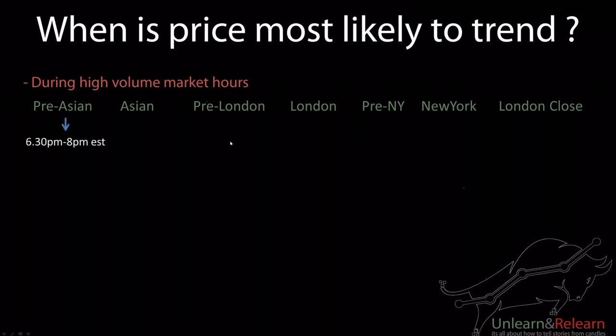Someone may ask, what time is your pre-Asian? This is the time when I have seen price move in pre-Asian: around 6:30 p.m. Eastern till like 8 p.m. Eastern. 8 p.m. Eastern is your Asian Open. So you have to keep these times in mind. Whenever I'm trying to trade the Asian session, whenever you've seen me post results or some analysis in the Asian, most of the trades are taken between 6:30 and 8 p.m. Eastern, because that's where I've seen there's some sort of volume.